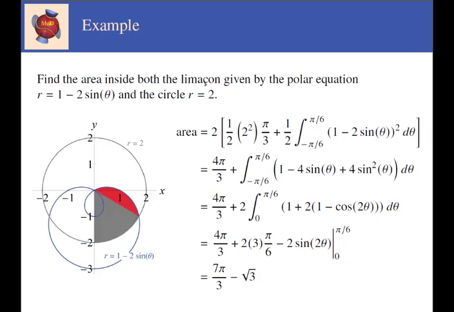Now the gray region is just a sector of a disk, so we don't need calculus to compute its area. It's just 1/2 times the radius of the circle squared times the angle, which is pi over 3. For the red region, we integrate 1/2 times (1 minus 2 sine theta) squared from minus pi over 6 to pi over 6. To evaluate the integral, first we expand the power.